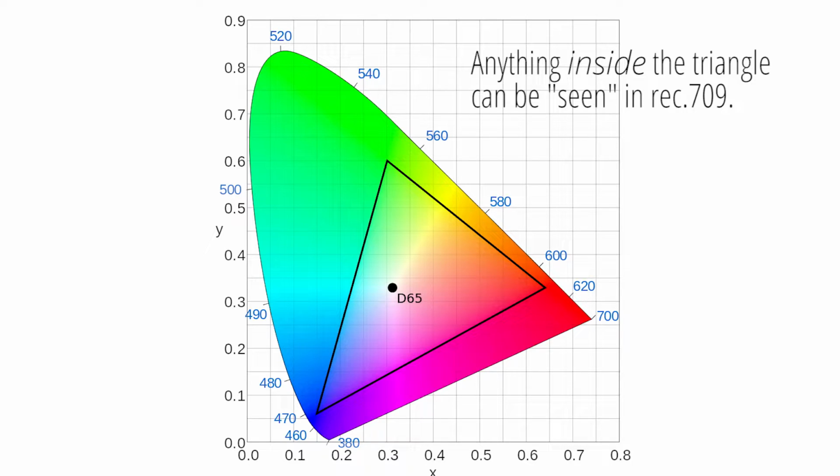Here's a graphical representation of Rec. 709's possible colors. You see this D65? That is the identifying white point used for Rec.